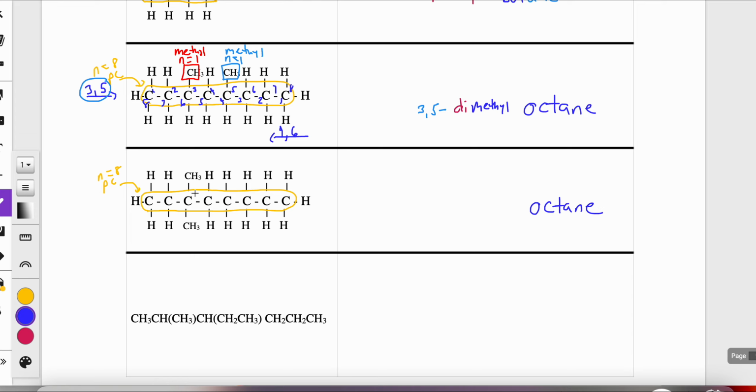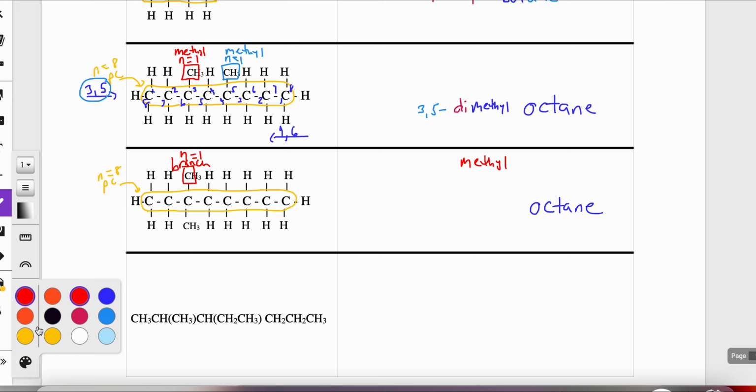And when you look across this, so when I look across the top, I notice that there's a carbon up above that is not part of the yellow circled parent chain. So this is an example of a branch. And in this branch, the number of carbons that I boxed in, N equals 1.